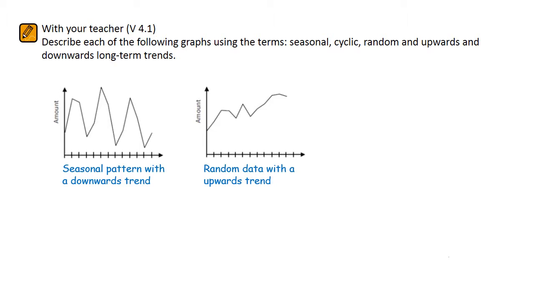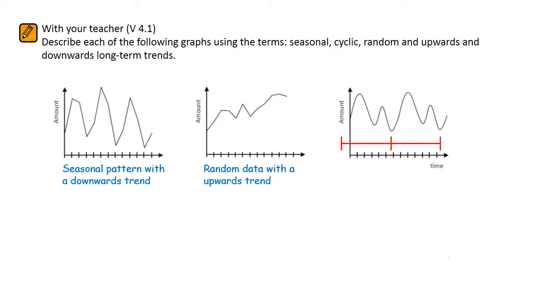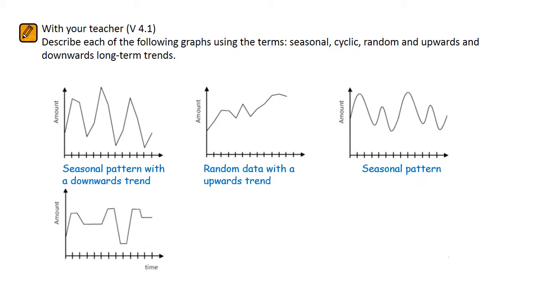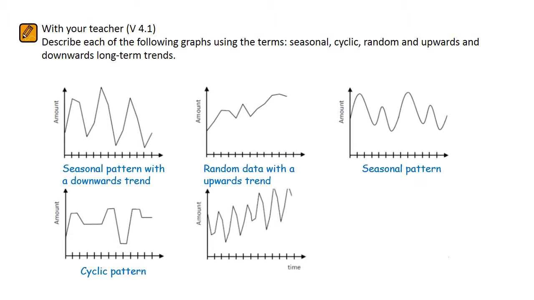In the next example, the same pattern is repeated over a regular time frame. It's an example of seasonal data. There is a pattern to the next graph. A high plateau, a decline, a lower plateau, then a rise. The same pattern is repeated over and over, but not to a regular time frame. This is cyclic data.